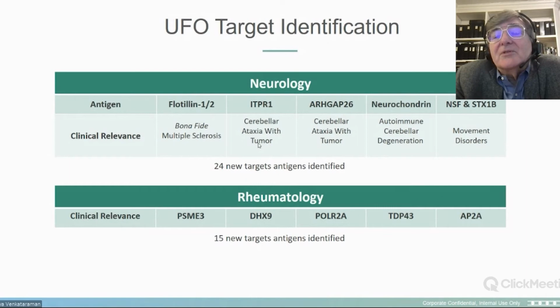Now, this approach has also been applied in the area of rheumatology, because many of us are well aware that we do anti-nuclear antibodies.